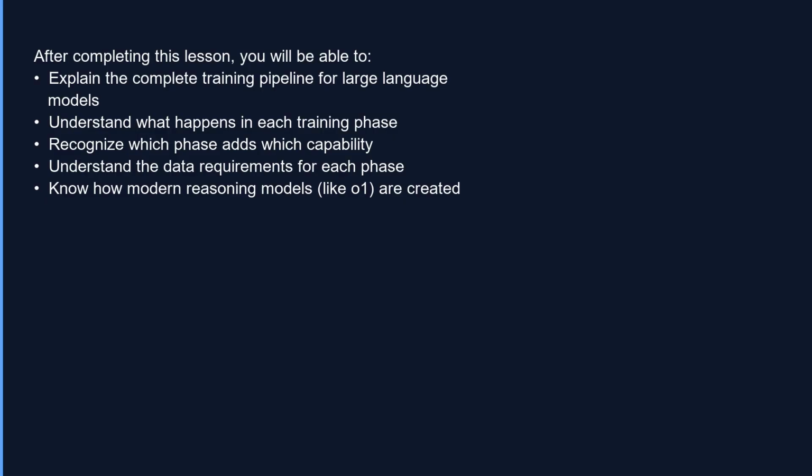After completing this lesson, you will be able to explain the complete training pipeline for large language models, understand what happens in each training phase, recognize which phase adds which capability, understand the data requirements for each phase, and know how modern reasoning models, like O1, are created.